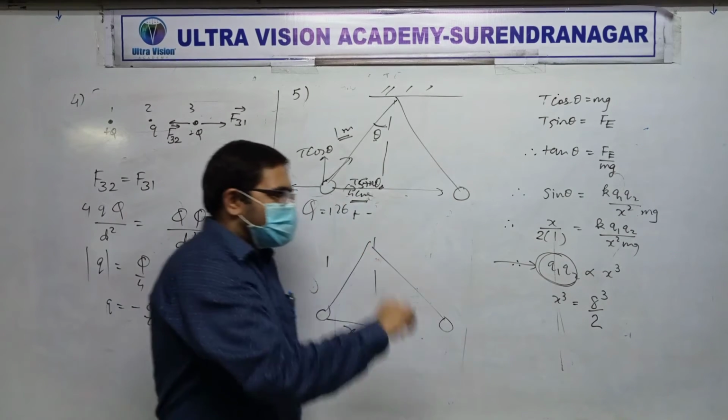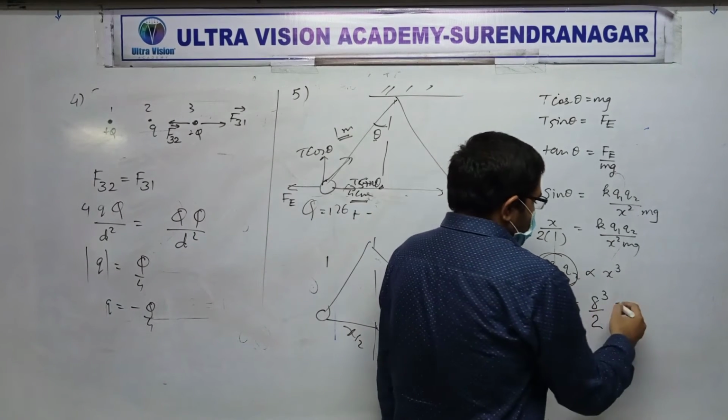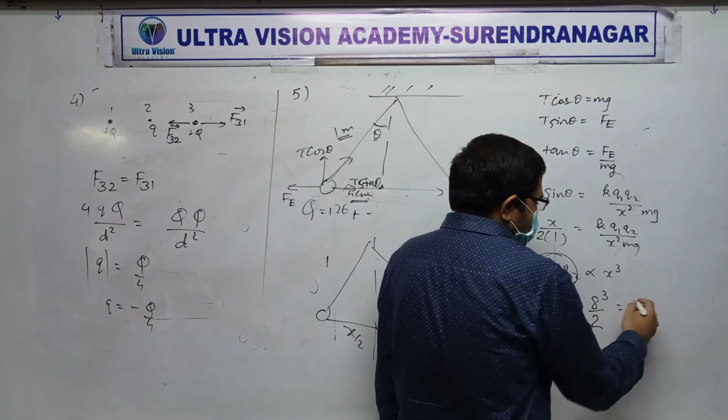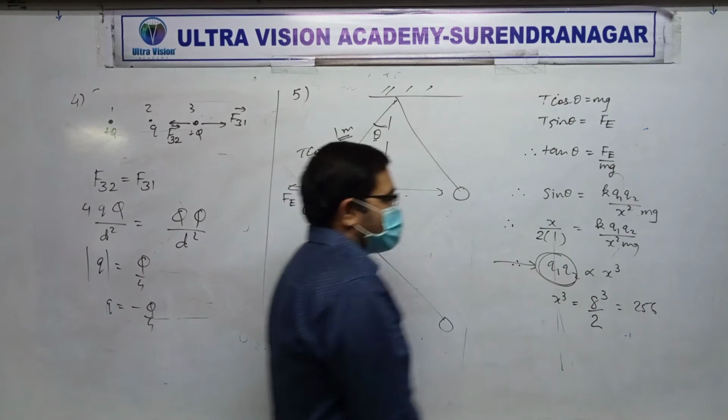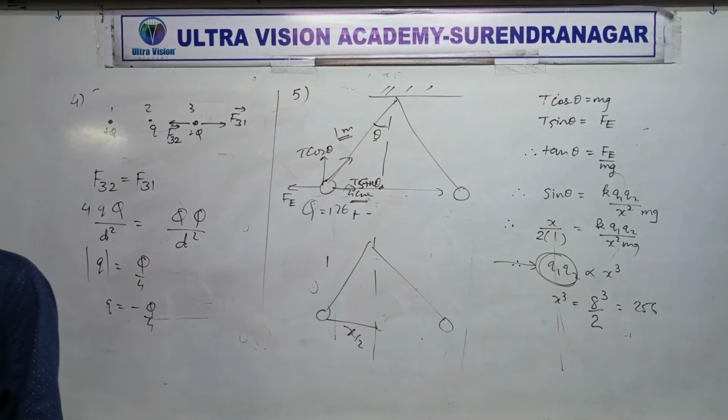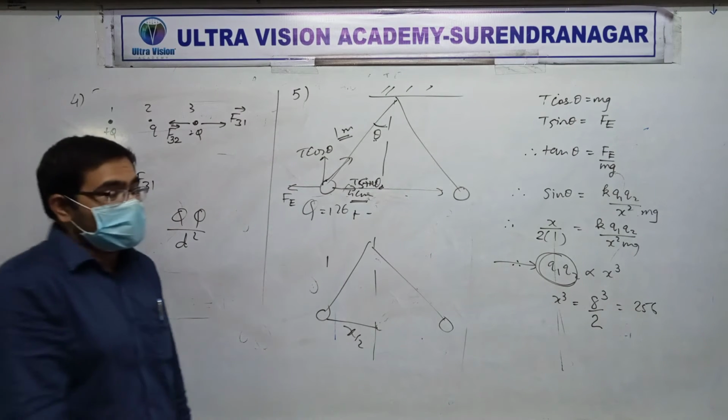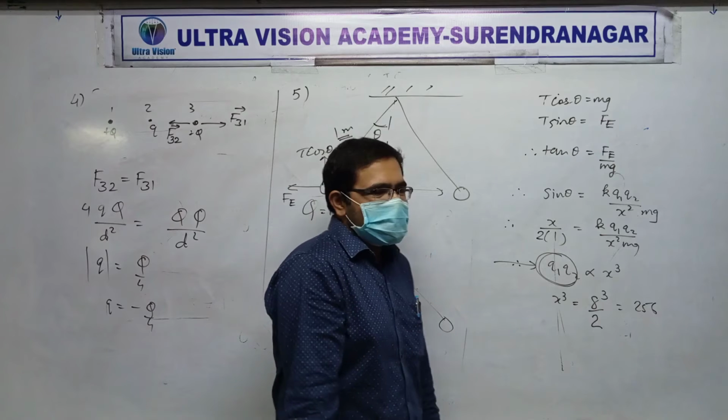Clear or not? The x cube is equal to 8 cube by 2. So that is 8 cube divided by 2. So that is 256. So x cube is 256. Right?